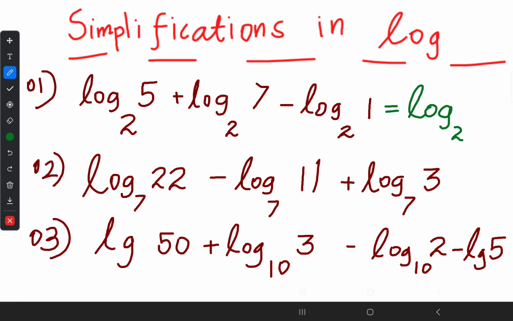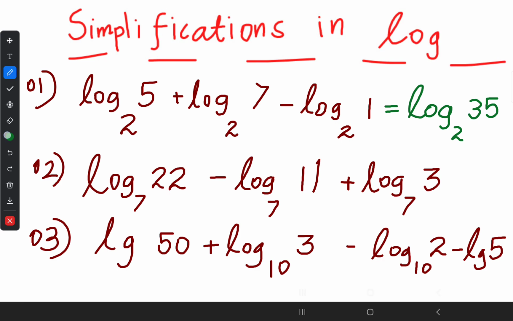First of all, there is an addition. Addition means multiplication. 5 times 7 is 35. Then after that, subtraction means division. 35 divided by 1, that would be 35 again.